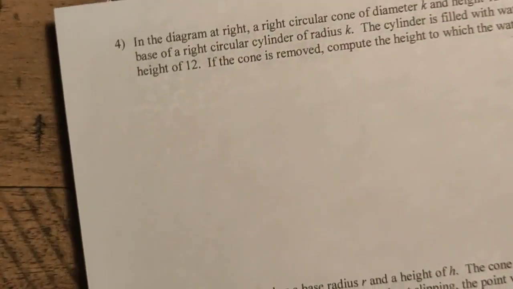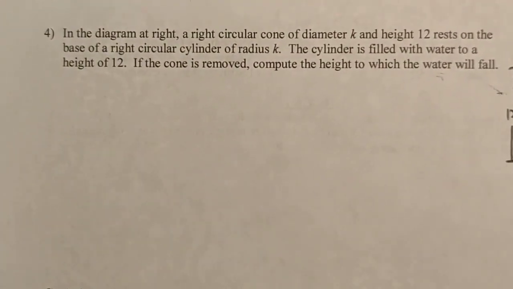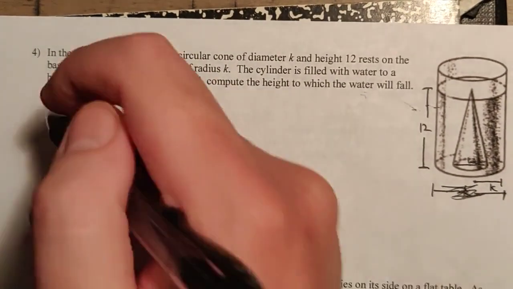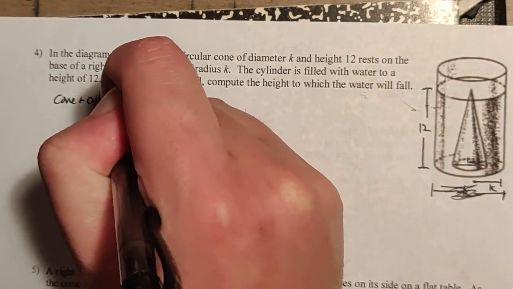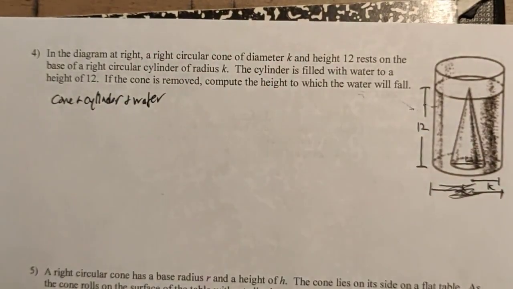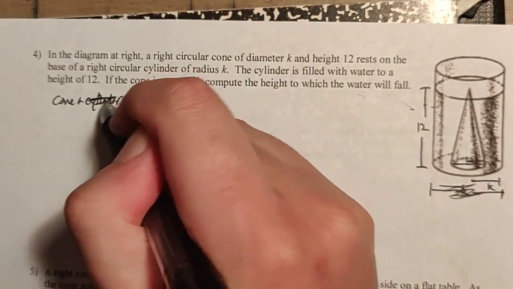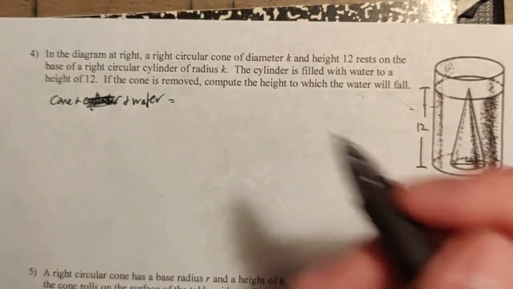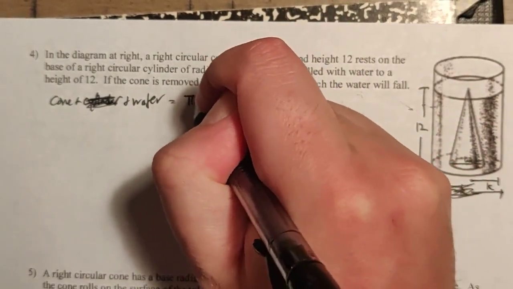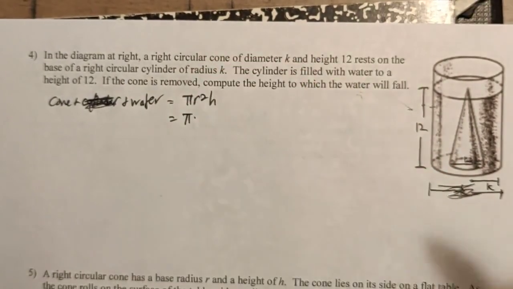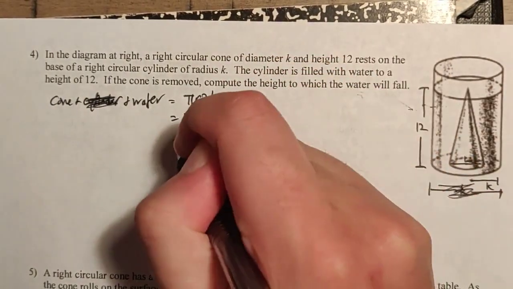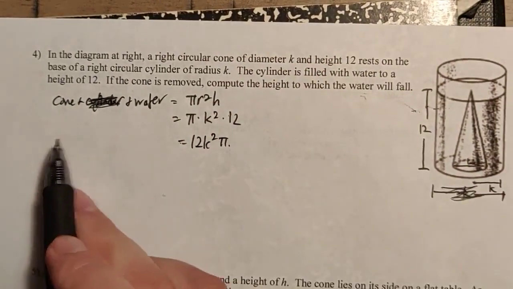This isn't too hard, because now we can take a look at what's going on here. The first thing to note is that the cone plus the water, not the cylinder, actually, just the cone plus the water, is going to be a cylinder with radius k and height 12. So the volume of that is pi r squared times the height, which is pi times the radius squared. The radius of the cylinder is k, and the height is 12. So you get 12 k squared pi. This is the volume of the cone plus the water.